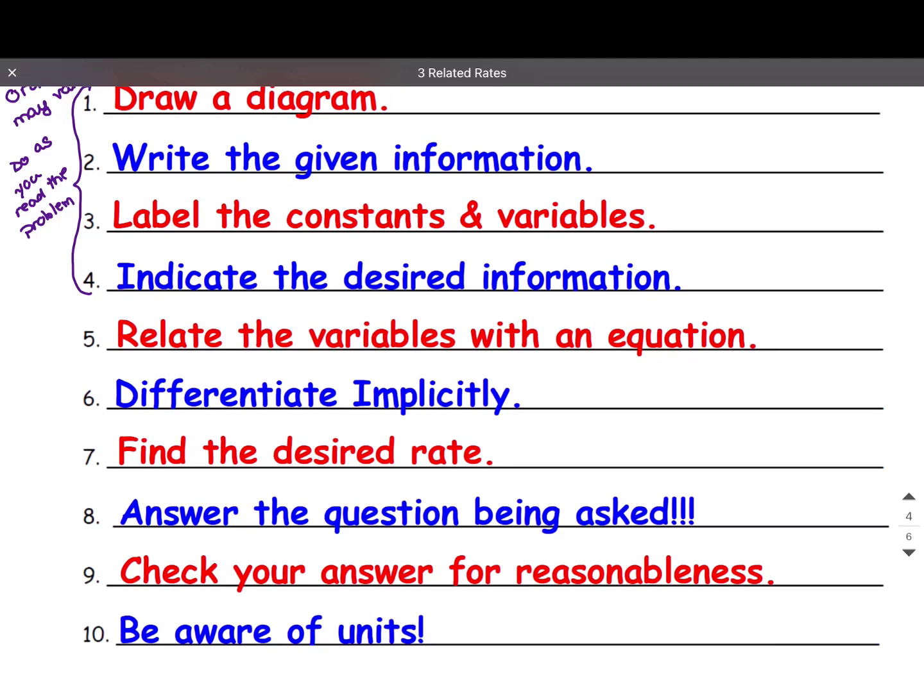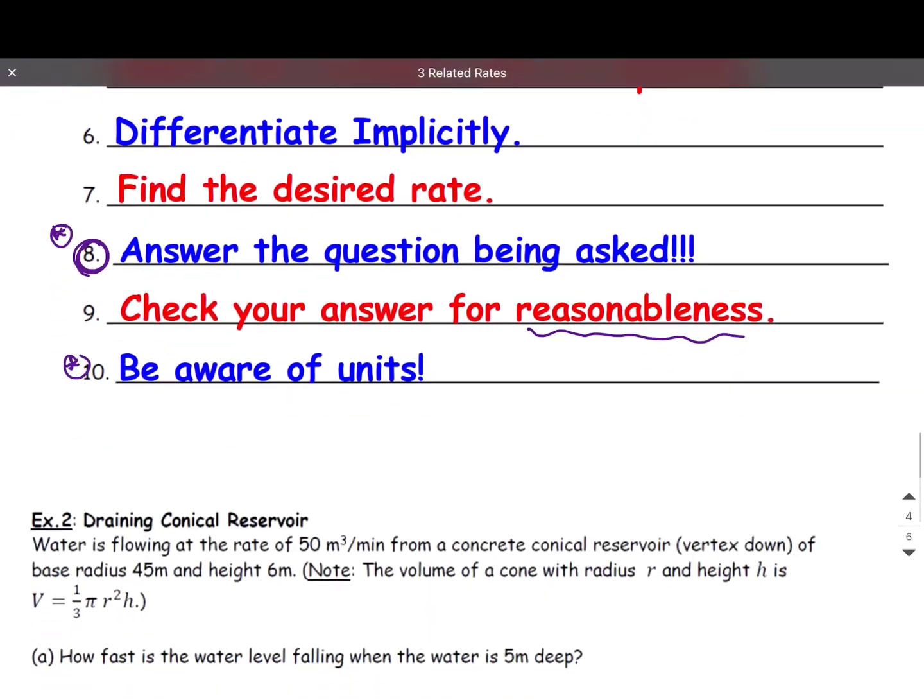Make sure, this one's really important, make sure you answer the question that's being asked. Make sure you check for units and reasonableness. If you're finding the velocity of a skydiver jumping out of a plane and your velocity is positive, something's wrong, because that means the skydiver is going up instead of down. Okay? Look and see if your answers make sense.